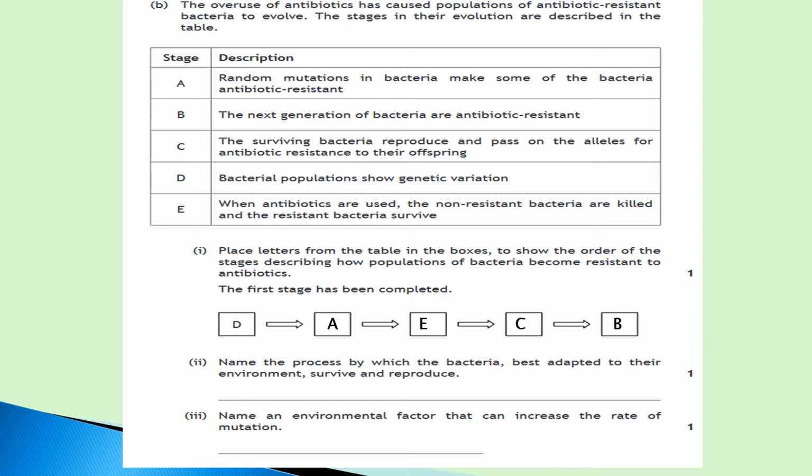Then the process by which the bacteria that are best adapted to their environment survive and reproduce would be natural selection. And name an environmental factor that can cause an increase in the rate of mutations. That would be radiation and chemicals. And you could have given an example of radiation like X-ray and an example of chemicals like mustard gas. So well done if you managed to get that correct. If you didn't, then you need to go back and watch this video again.